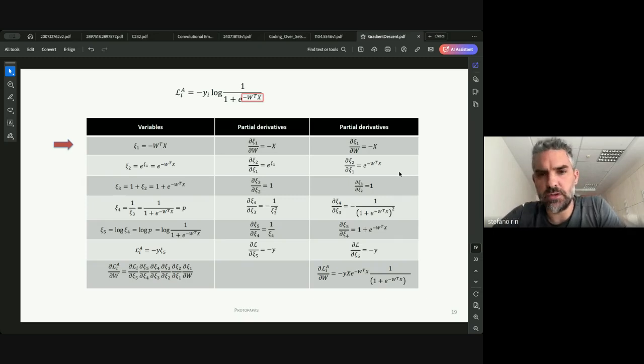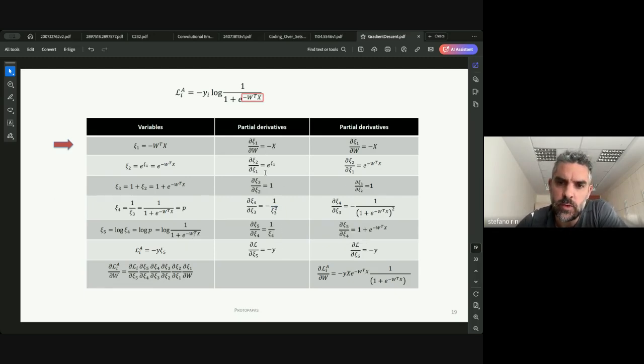Okay, good. Then you take the 1 plus this. So the partial derivative is only 1, right? Because if you take the derivative of 1 plus xi2, it's just 1. Then you have the xi3 and xi4, which is 1 over something. Derivative of the inverse is like in the scalar case, is minus 1 over the independent variable squared. Then you have the log. You know the derivative of the log is 1 over.